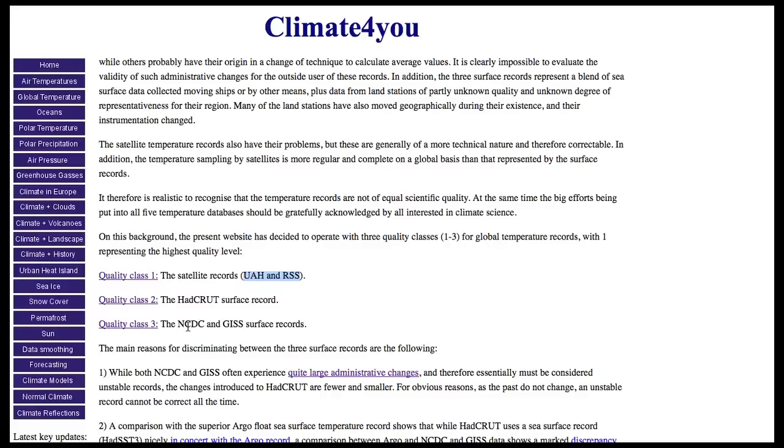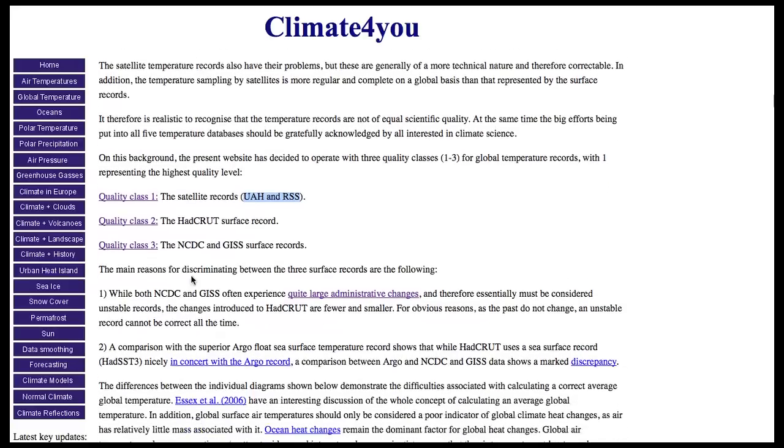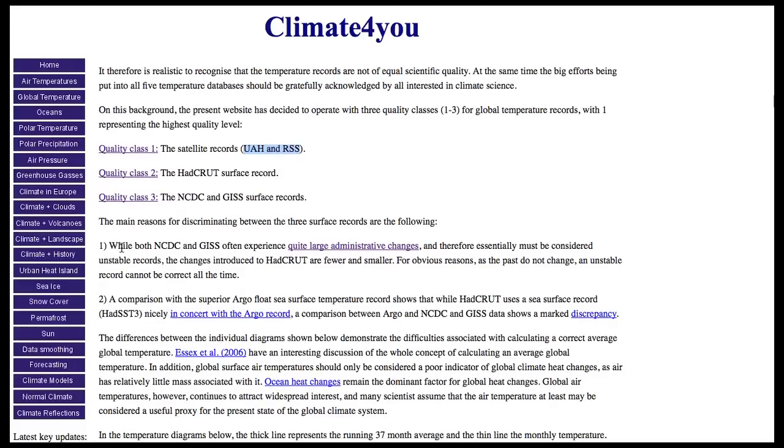Whereas HADCRIT, NCDC, and GISS are surface temperature records that are less reliable. For example, Quality Class 2 is the HADCRIT surface record, Quality Class 3 is NCDC and GISS, because NCDC and GISS often experience quite large administrative changes, a concept we'll come back to later, and therefore essentially must be considered unstable records. Changes are introduced to HADCRIT, but they're fewer and smaller, and then there's talking about the sea surface temperature record that factors into this.